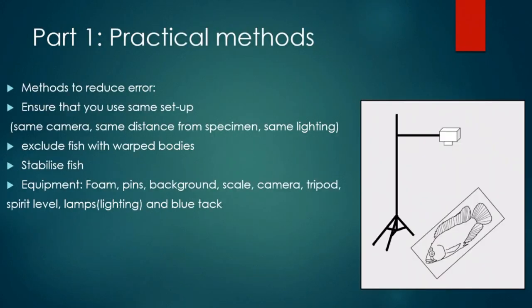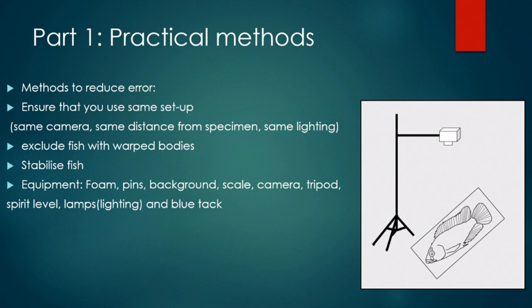This video will cover the methods required to obtain suitable photographs for geometric morphometrics and how best to reduce error. There are a few important things to remember. Keep everything uniform when photographing specimens. Use the same camera and same methods for each specimen. The more variables you keep the same, the more reliable your results.